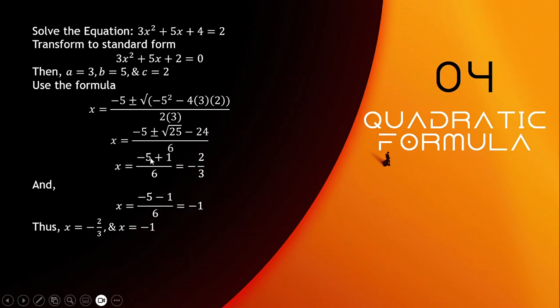So, negative 5 plus 1 is equals to 2/3. Kasi, negative 5 plus 1 is negative 4 over 6. And 4 over 6, divide natin yun, so madidivide sila sa 2. So, 2 and 3. And negative 2/3. So, yun yung first na x natin.